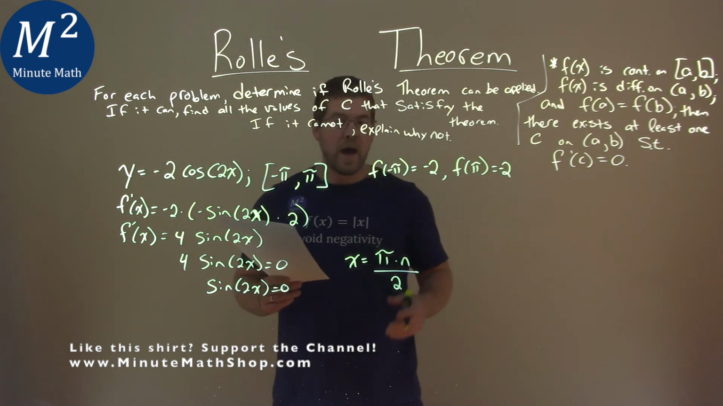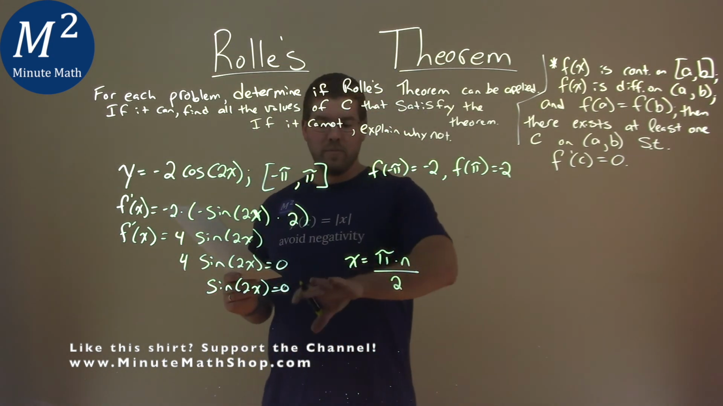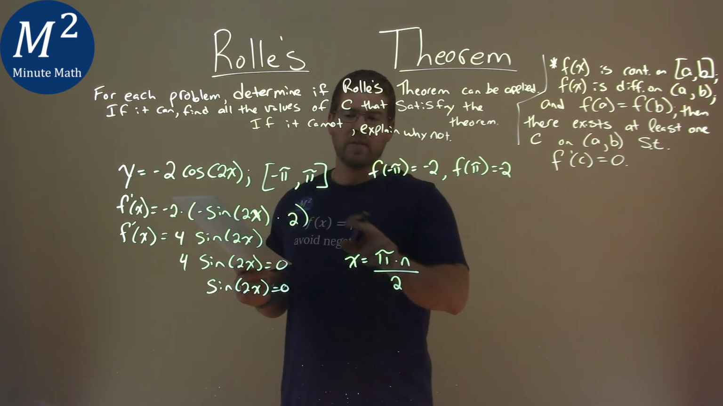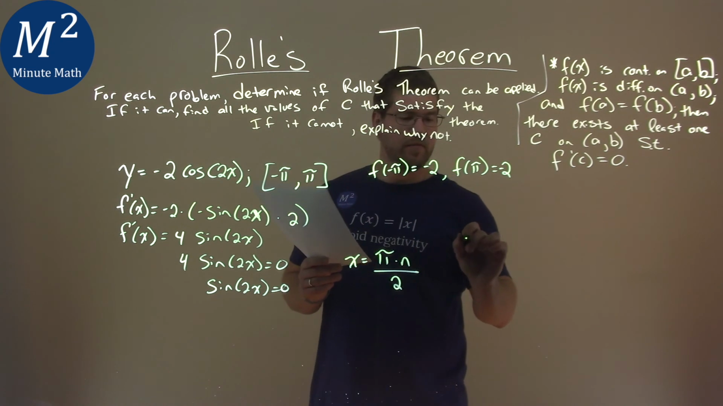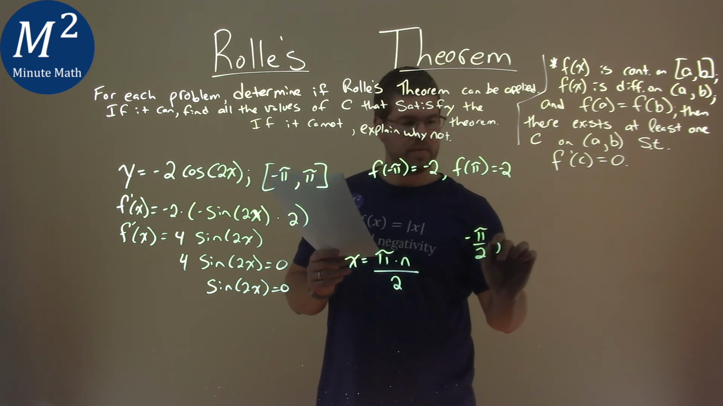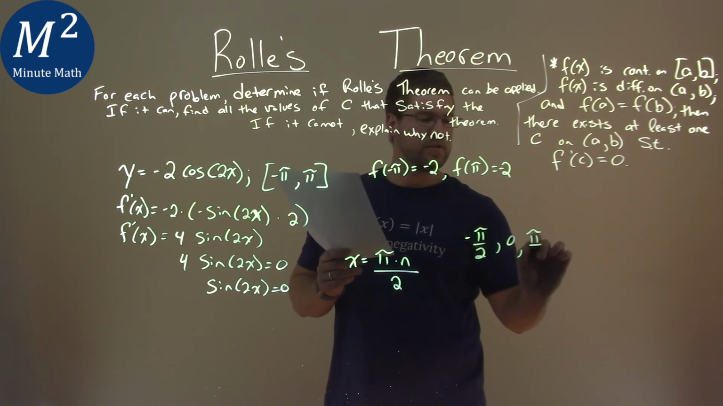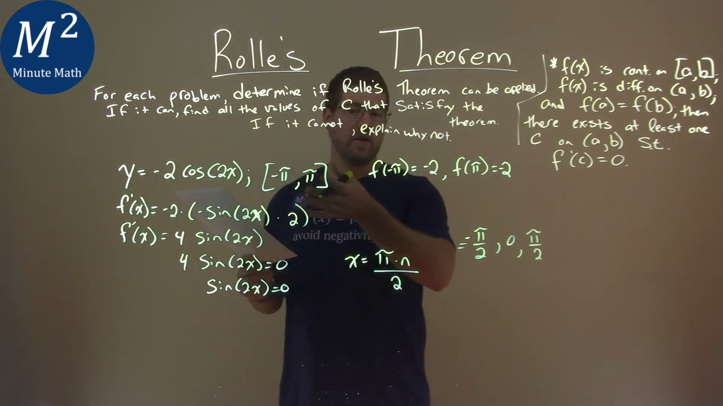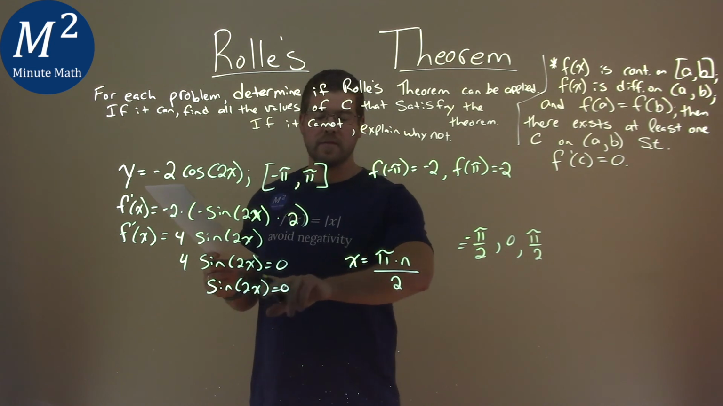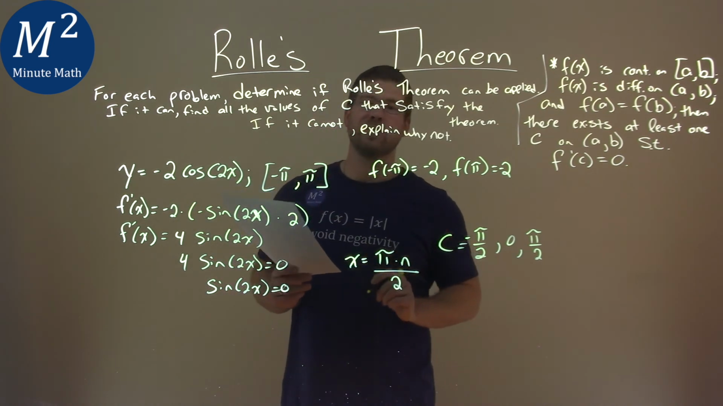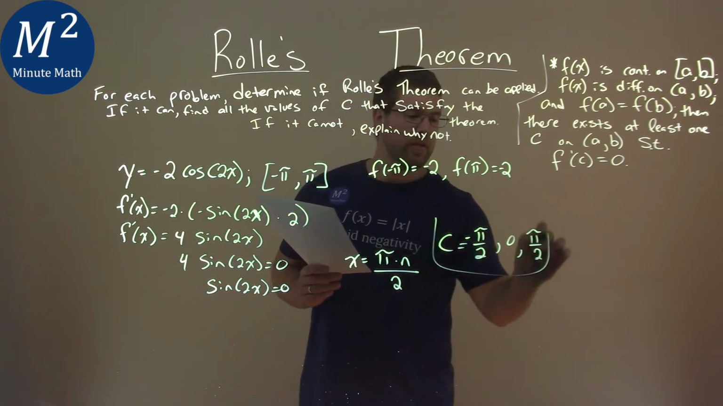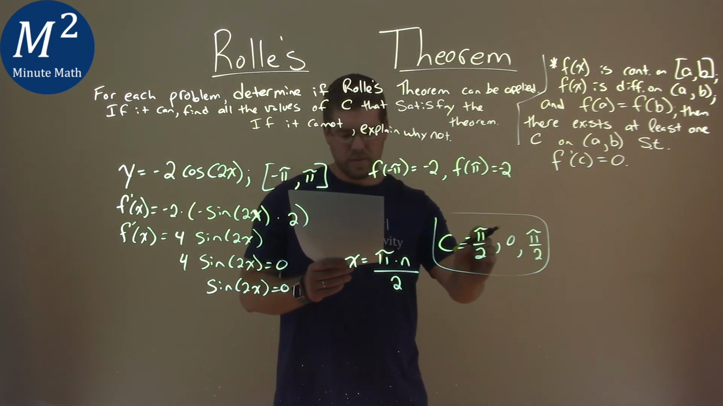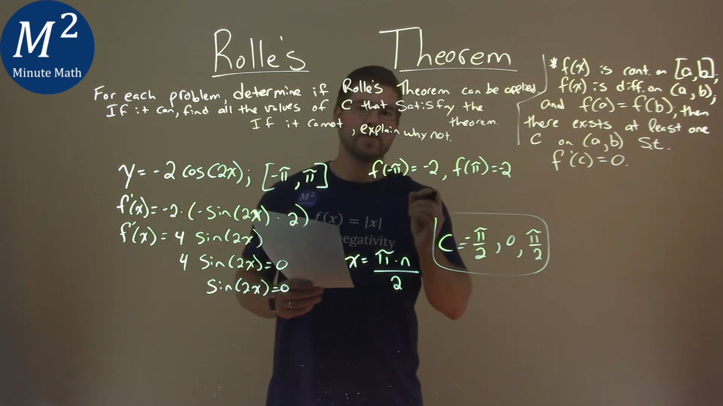And so the values here that work, because remember it keeps going over and over, it's periodic, the values that work within our interval here are negative pi over 2, 0, and pi over 2. And those are the values of x that work within our interval here that makes sine of 2x equal to 0, and so we call those our c values. So the c values that satisfy our theorem are negative pi over 2, 0, and pi over 2.